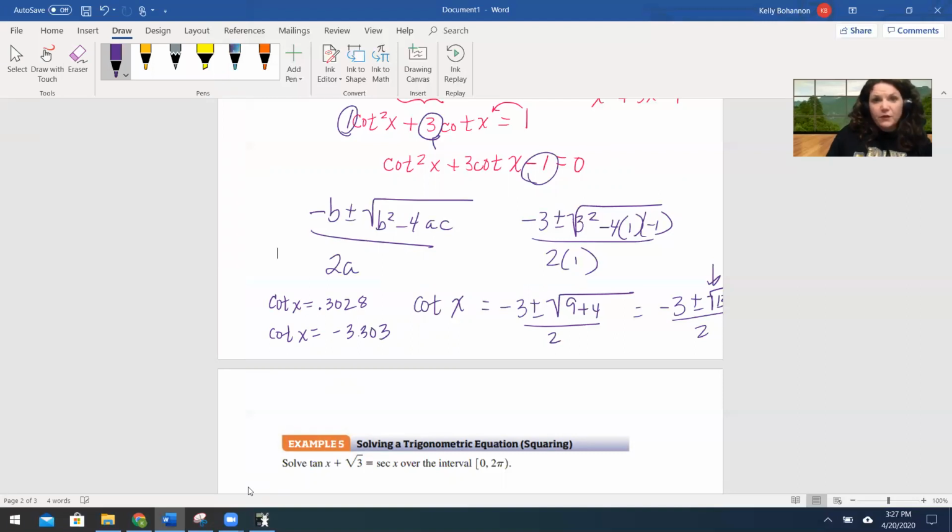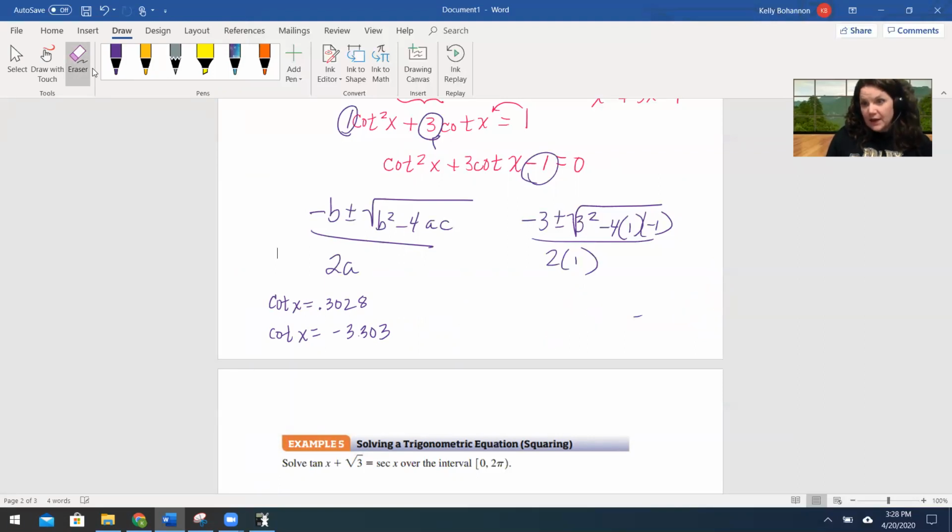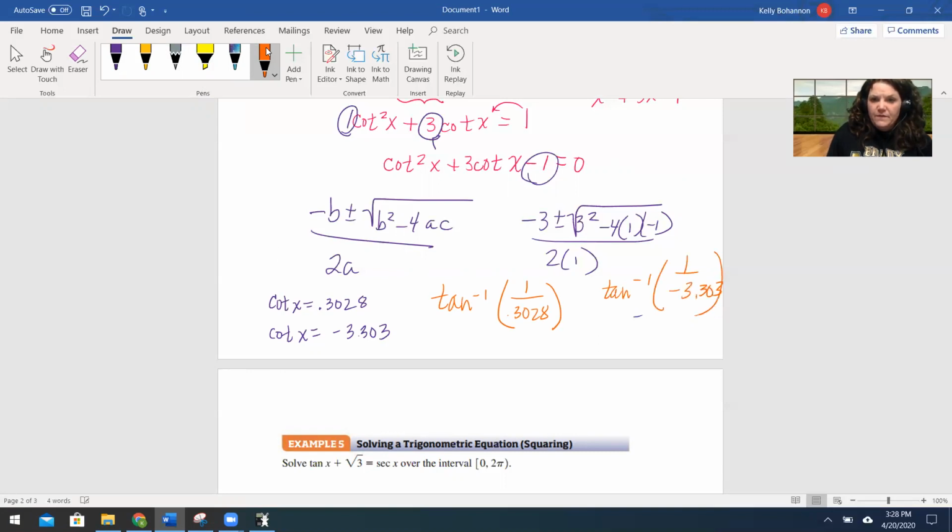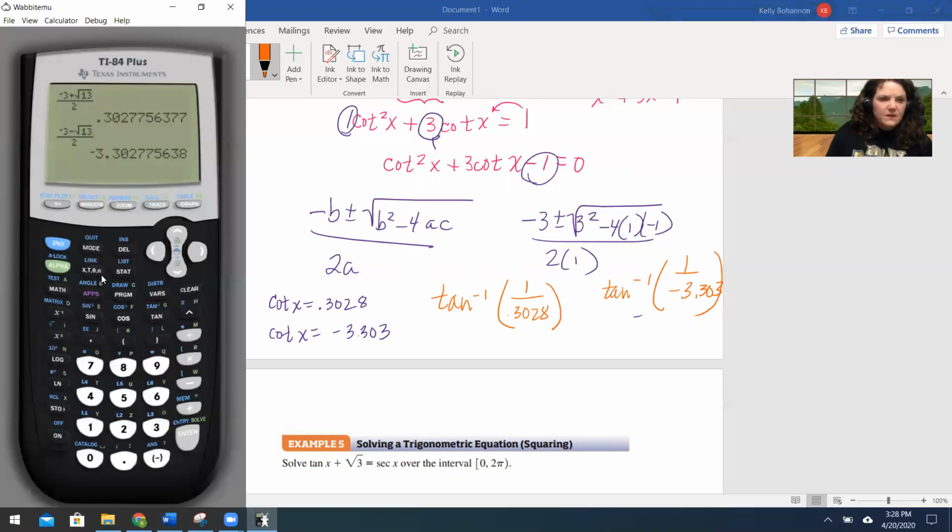Now I have to get rid of the cotangent. I'm going to have to use arc cotangent, but that's not on my calculator. So I'm actually going to use arc tangent. I'm going to flip this and do arc tangent of 1 over 0.3028, and that's what I'm going to put in my calculator. And then arc tangent of 1 over -3.303. When I put that in the calculator, that should give me my answers.